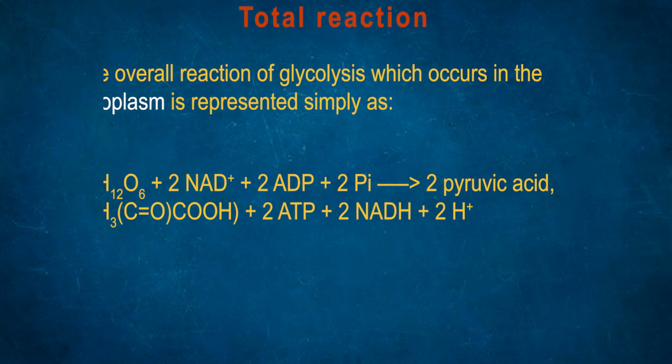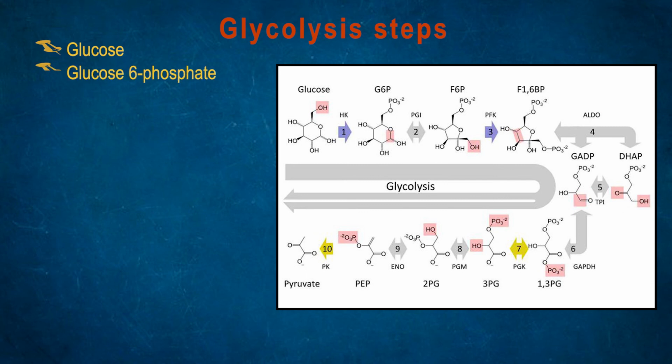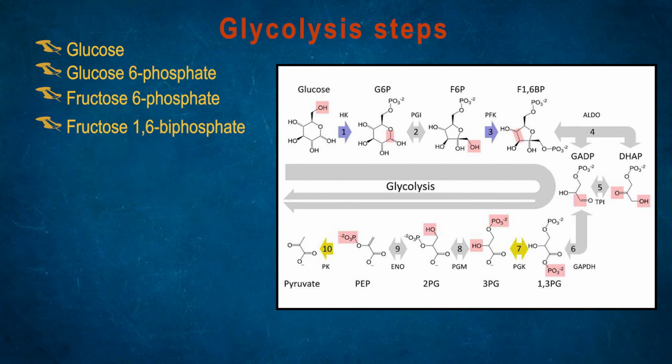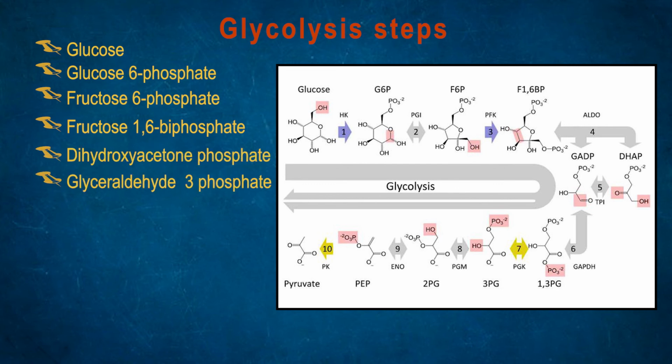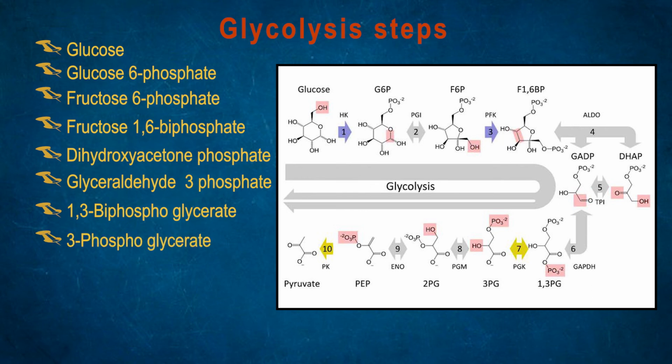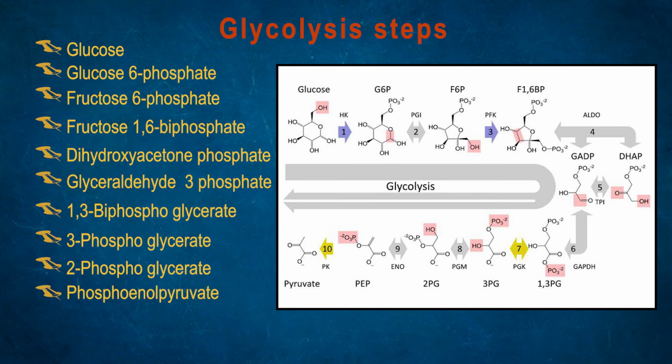So, from glucose 6-phosphate, then fructose 6-phosphate, fructose 1,6-bisphosphate is produced, from which dihydroxyacetone phosphate and glyceraldehyde 3-phosphate are produced. Ultimately, this dihydroxyacetone phosphate is turned to glyceraldehyde 3-phosphate. From there, we get 1,3-bisphosphoglycerate, then 3-phosphoglycerate, then 2-phosphoglycerate, then phosphoenolpyruvate, and ultimately pyruvate is produced.